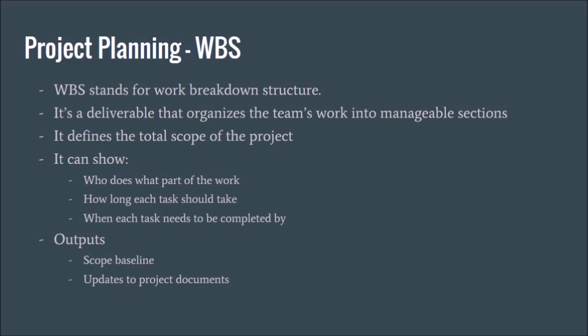The WBS within a project plan stands for Work Breakdown Structure. It's a deliverable that organizes the team's work into manageable sections. It defines the total scope of the project. It can show who does what part of the work, how long each task should take, and when each task needs to be completed by. The outputs of this are scope baseline and updates to the project documents.